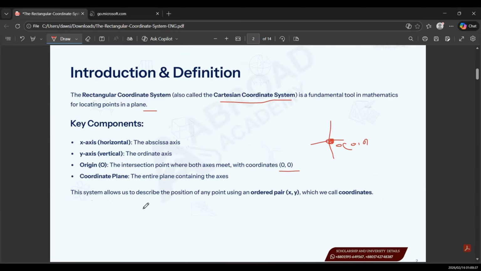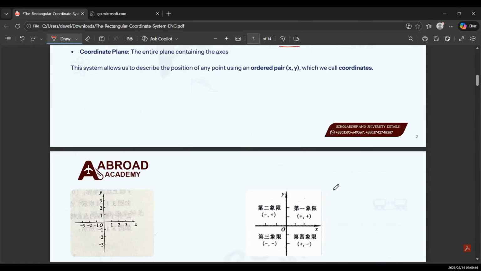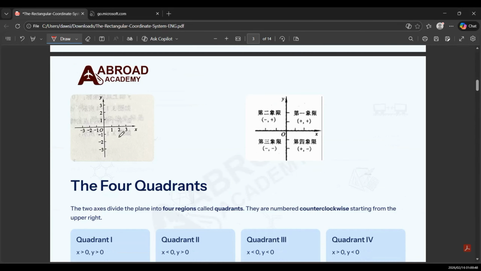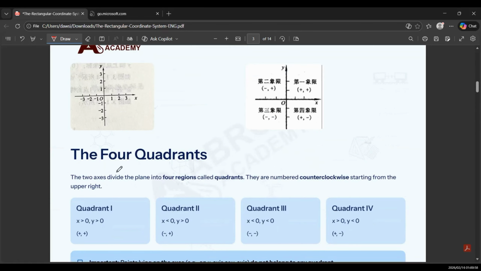Then this system allows us to describe the position of any point using an ordered pair (x, y), which we call coordinates. So as you can see here, there are two figures, and here there are four coordinates. The two axes divide the plane into four regions called quadrants. They are numbered counterclockwise starting from the upper right. The first one is quadrant 1, then there's quadrant 2, quadrant 3, and quadrant 4.